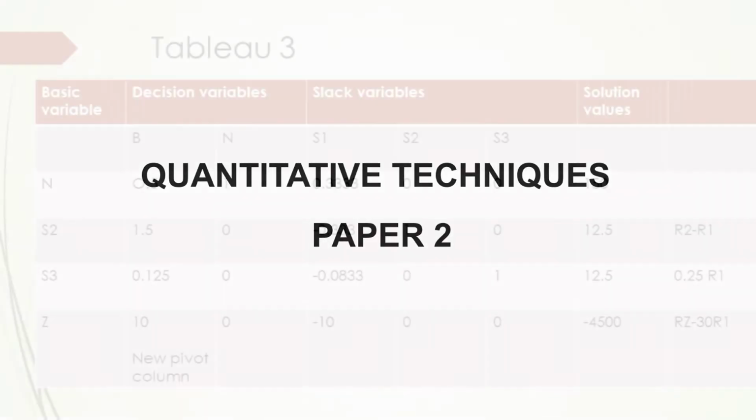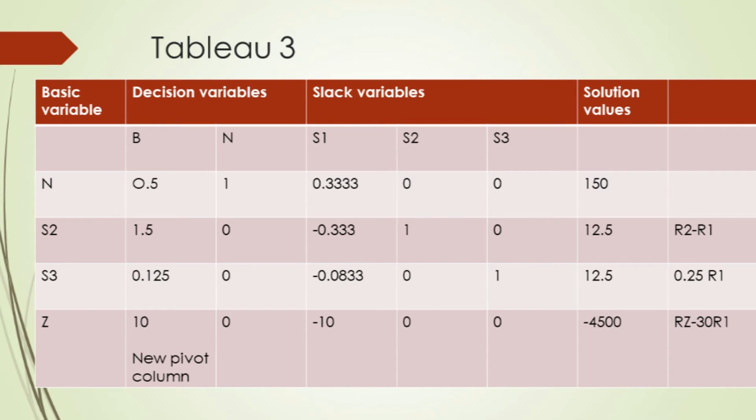Because how can we test for optimality? When you discover that in the Z row and decision variables columns, you have all the values there turning to a 0 or to a negative, then that is the optimal solution. Then you can start interpreting the final table. So we have table 3, which involves reducing the values in the pivot column to 0.